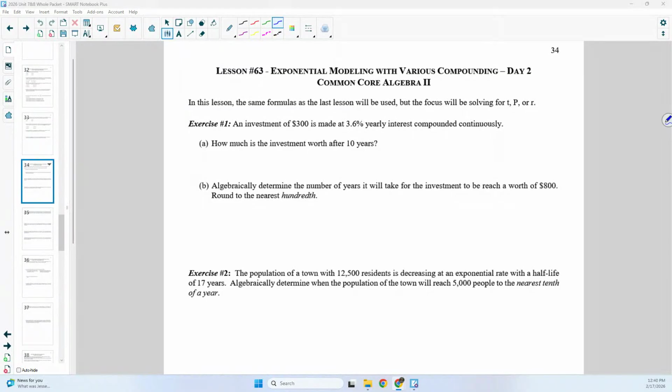So it says an investment of $300 is made at 3.6% yearly interest compounded continuously. So I see these words and that tells me that I'm using this formula from the reference sheet. My first question says, how much is the investment worth after 10 years? So we have our t value, we have 0.036 for r, this is our p value. So on this one, we're actually not solving, we're just plugging in.